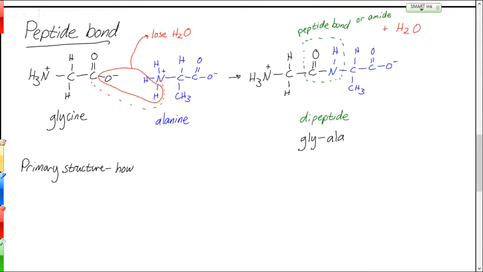The primary structure defines how the amino acids are hooked together. So like what order are they hooked in, which one is connected to which. And so one thing I might ask you to do on the exam is draw a polypeptide of given amino acids. And I would give you the structures of the amino acids, but you would have to put them together.